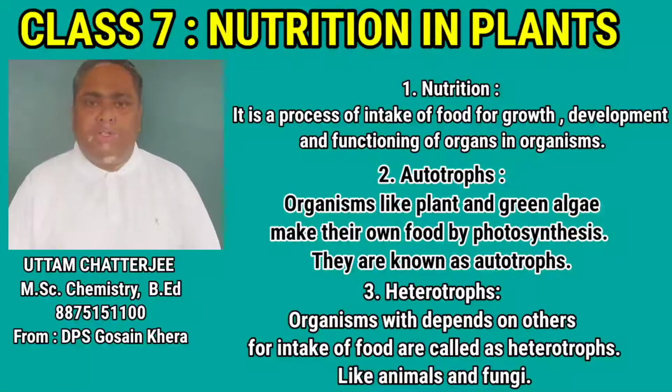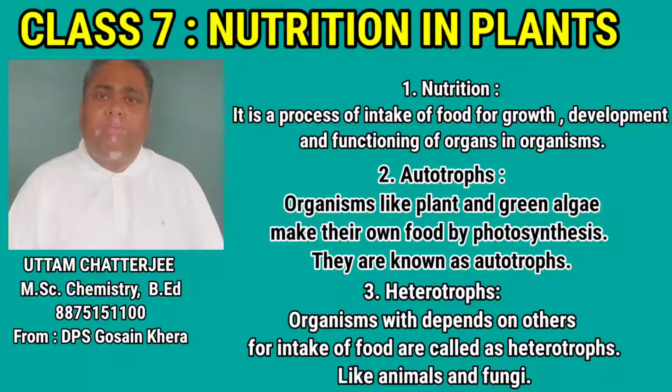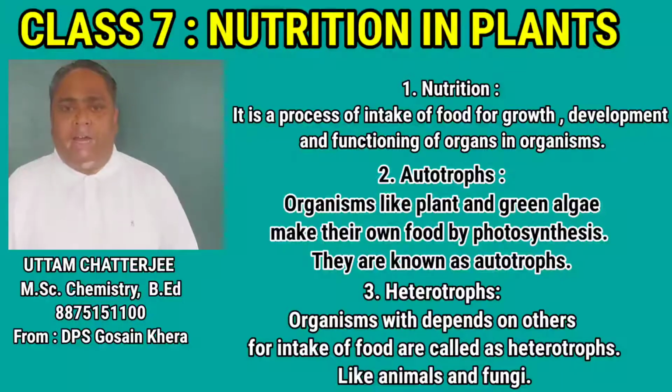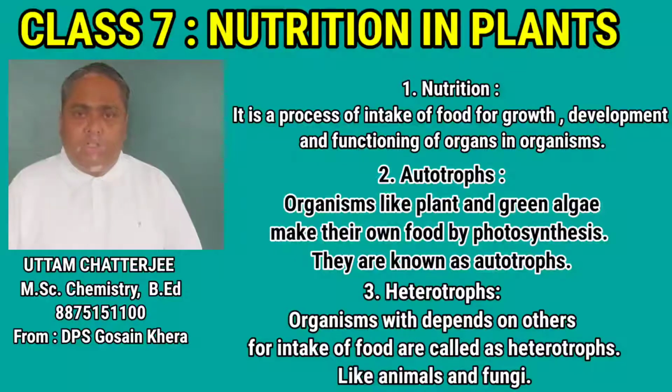Plants produce their food on their own by the process of photosynthesis, so they are called autotrophs. Whereas most of the animals do not prepare their food on their own. All animals depend upon plants or on other organisms to get nutrition. They are called heterotrophs.